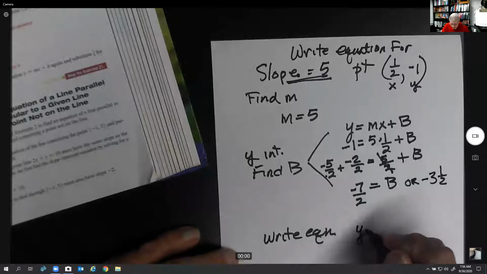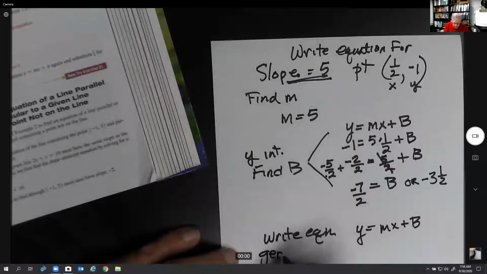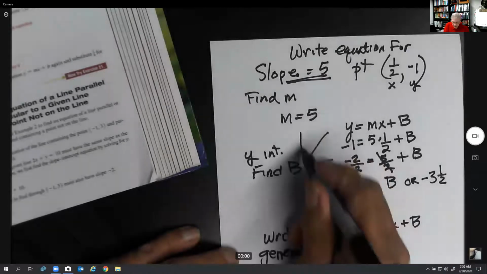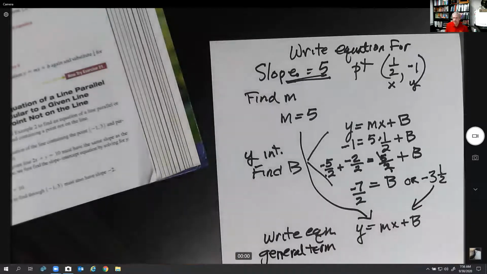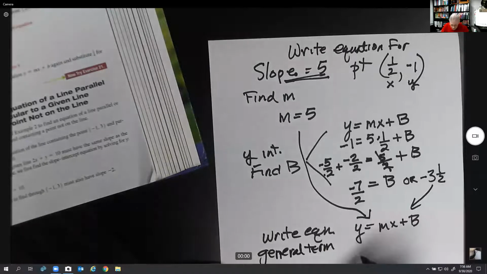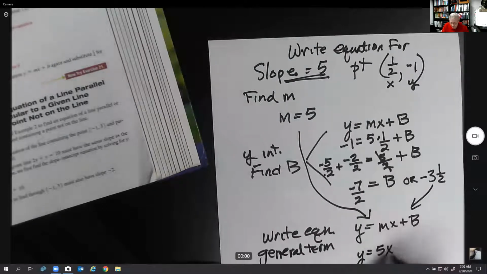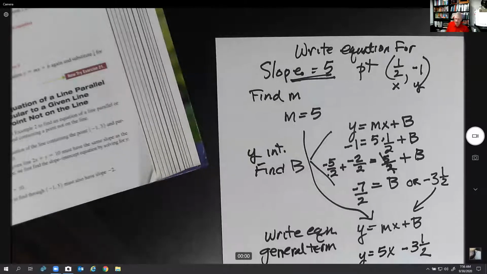And now we can write our equation. We're going to use our y equals mx plus b form. But this time we want it in general terms. So all we're going to do is replace the m with 5 and the b, and we use the -3.5. So y equals 5x minus 3.5. Or you could have y equals 5x minus 7/2. Either way is okay.